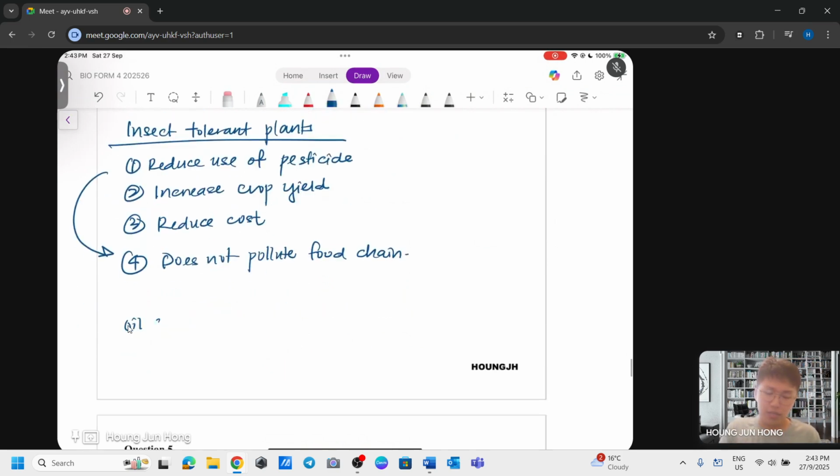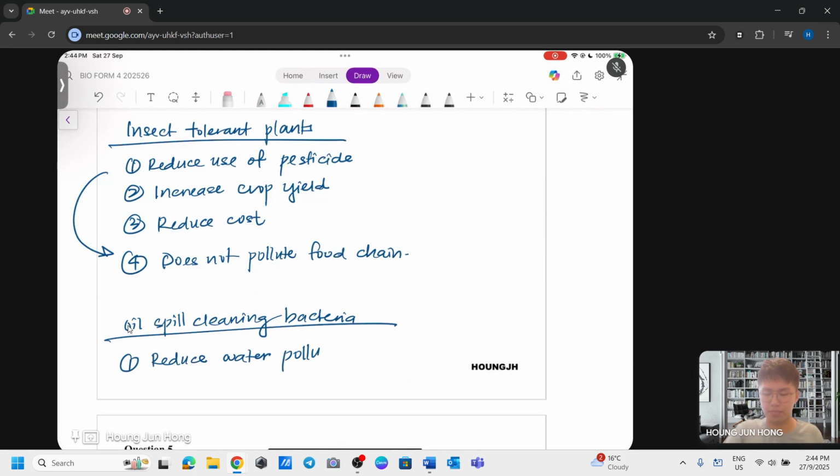Okay, last but not least, you have your oil spill cleaning bacteria. As you remember, it can quickly help you clean up the water. So this is typically to reduce water pollution. Or if you remember the specific title, what are we doing? We are doing bioremediation. This is a form of bioremediation, using bacteria to clean the environment.